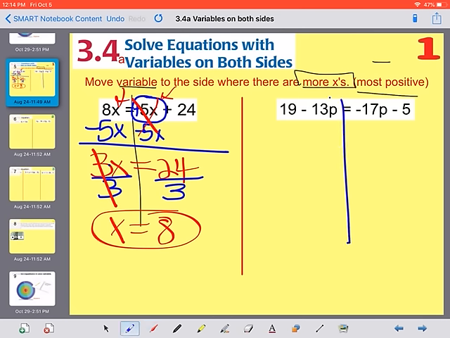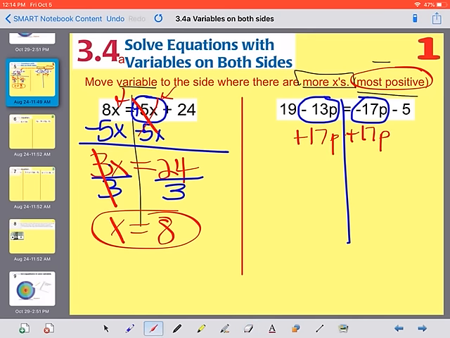Same thing here, we have, be careful, a negative 13p and a negative 17p. We want to move one of them so that we have the most positive x's or p's. If I move the 13p, I would add 13 here. Don't write this yet. And add 13 here, but we're going to end up with more negatives. So instead of moving the 13, I'm going to move the 17, because if I move the 17p, there are more positives in the end, because these will eliminate. And negative 13 and a positive 17, there's more positives. 17 is a bigger number.